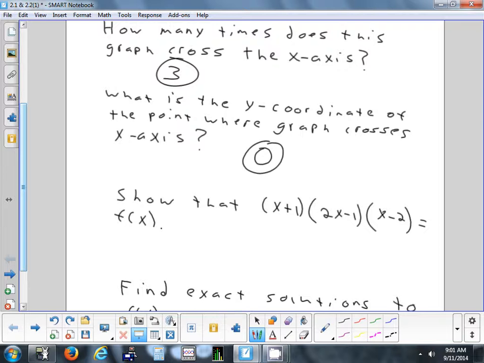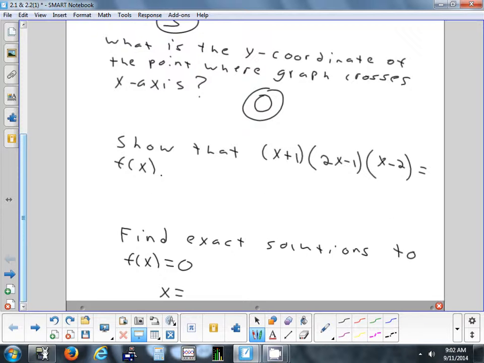So how could that happen? If you multiply three things together and get 0, what must be true about one or more of these factors? Yeah, one or more of them must equal 0. Well, in factored form, it's very easy to find what value of x would make the first one 0. Let's do that.